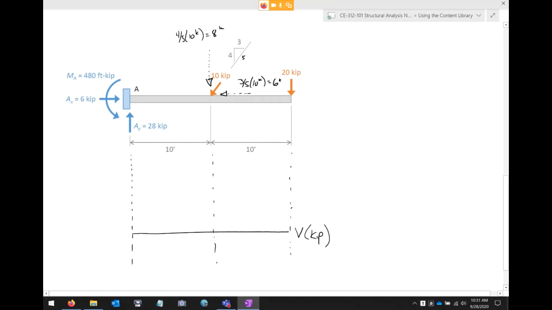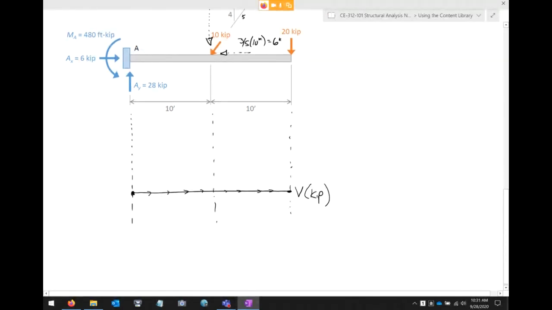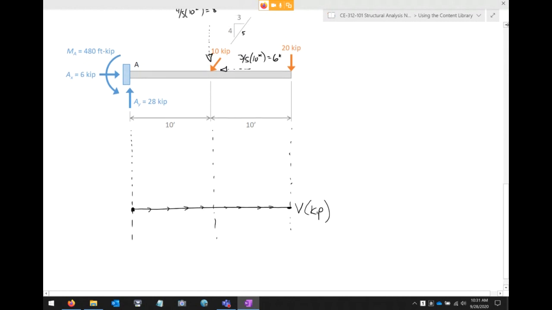I think that's like the straightest line I've drawn this entire semester. It's not going to be any better than that. It's just going to get worse. Okay. Actually, I'm going to need to go a little bit up. That's good enough.